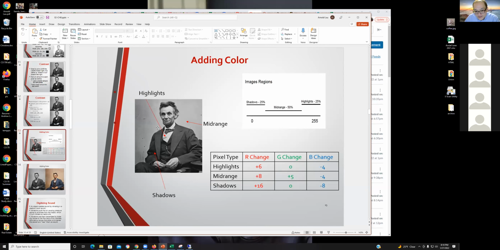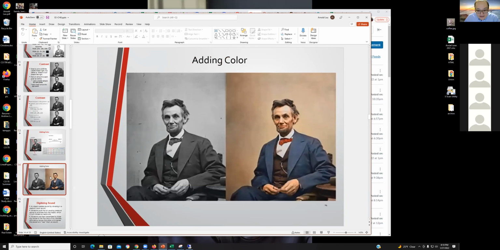Okay, and so they're pointing to different areas here. The highs is essentially something like his white shirt, and the shadows would be something like his darkish colored suit. And the mid-range would be, you see in the background, somewhere in between the dark and the white of his shirt, okay? So when you apply that type of shift, you can see it went from this to something like this, okay?